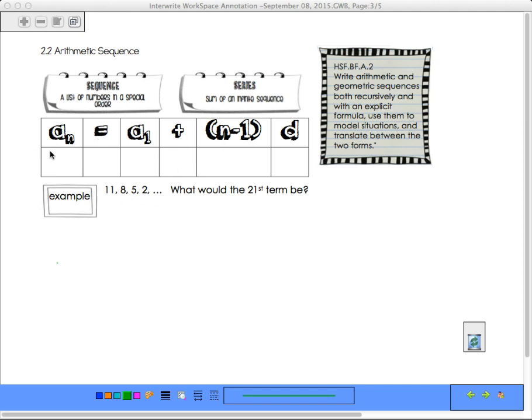So first of all, we need to be able to identify the pieces of the equation. So this is a basic explicit arithmetic sequence. This is the formula that we're going to be using a lot because this one lets us find any term we want. So to start with, this a sub n means the nth term. A sub 1 just means the first term. And the other important one is way down here, the d is the common difference, how much it changes between each two terms.